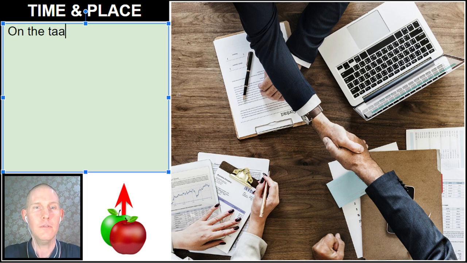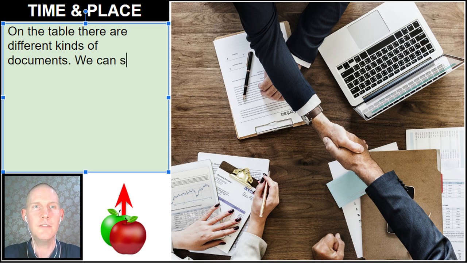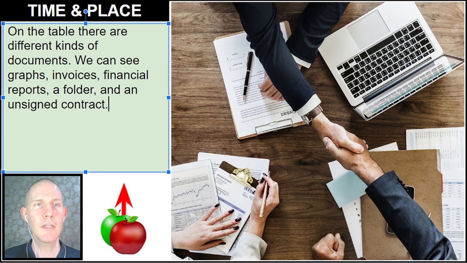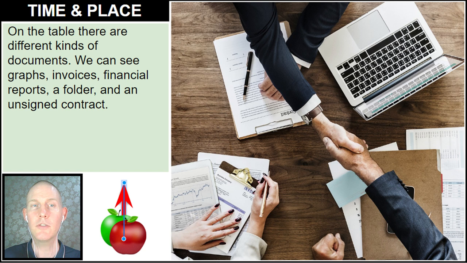On the table, there are different kinds of documents. We can see graphs, invoices, financial reports, a folder, and an unsigned contract. All right, let's stop for a second. So we're looking at graphs. This is just a nice way to display and show information.